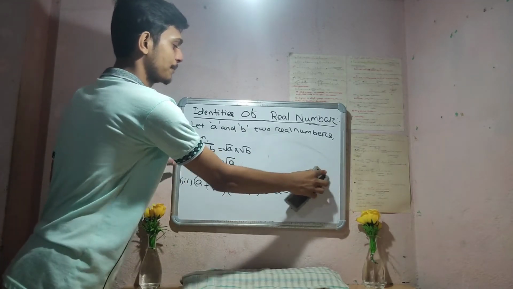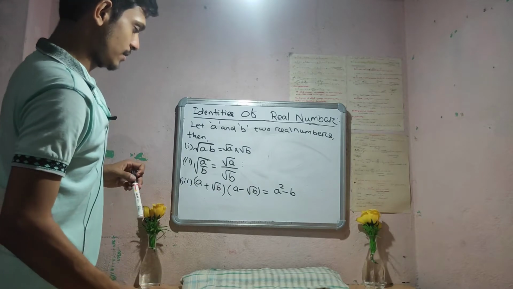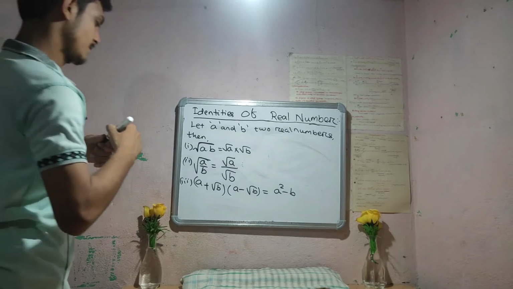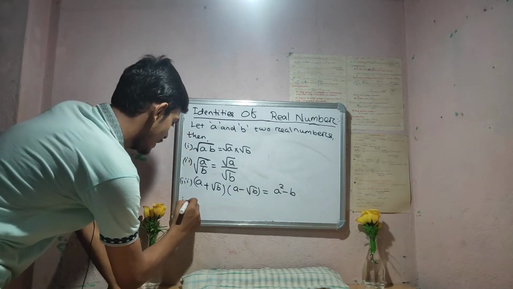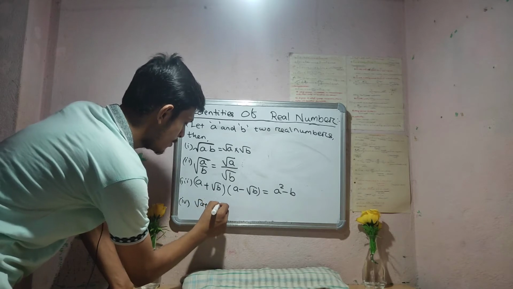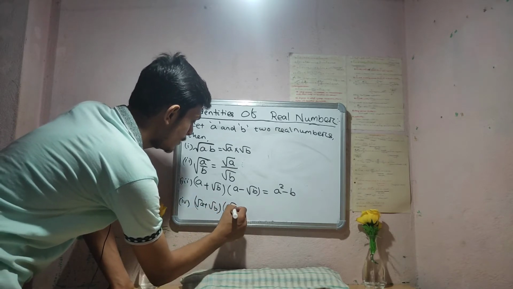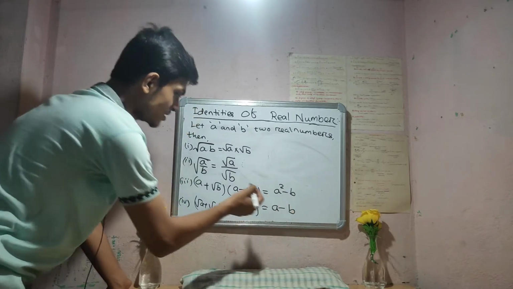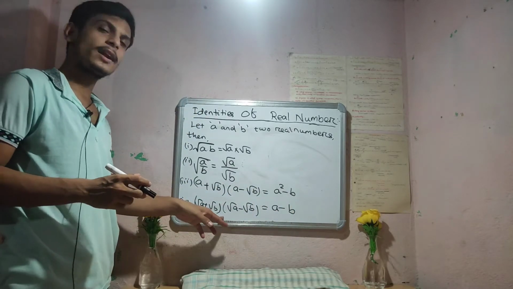Note it down. Then next, that is another identity: (√a + √b) multiplied with (√a − √b) gives a − b. Just like this, we have already clear.